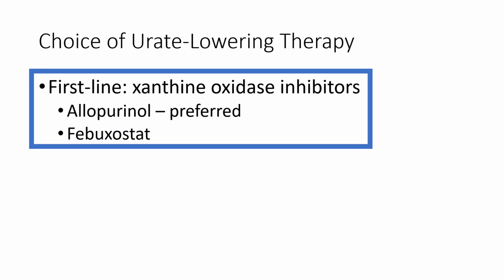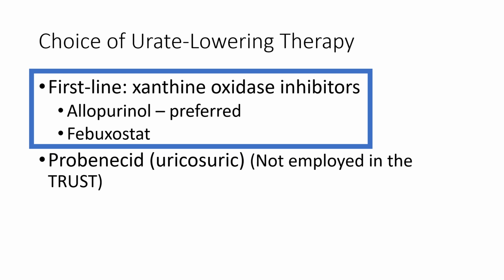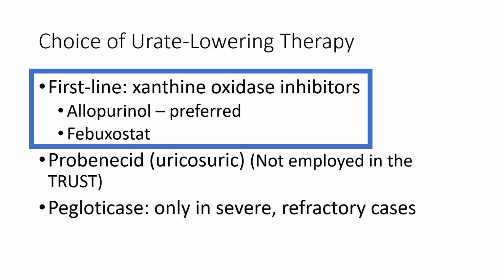The first line of urate lowering therapy is xanthine oxidase inhibitors, with allopurinol as the preferred choice, followed by febuxostat. Probenecid and pegloticase are also employed in gout care practices, although infrequently, and they are not included in the TRUST care protocol.